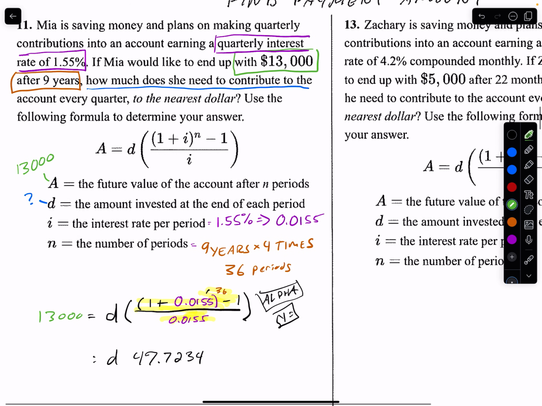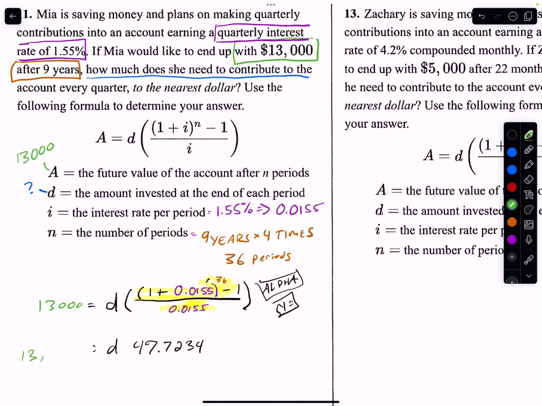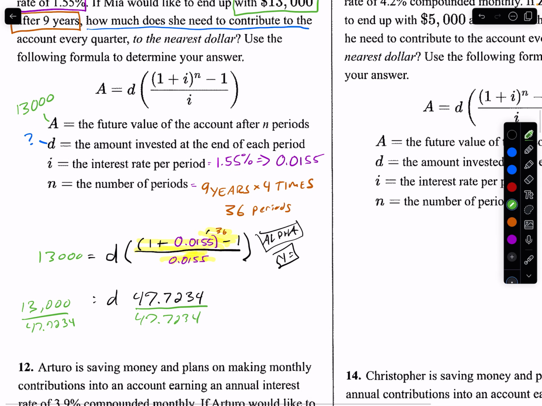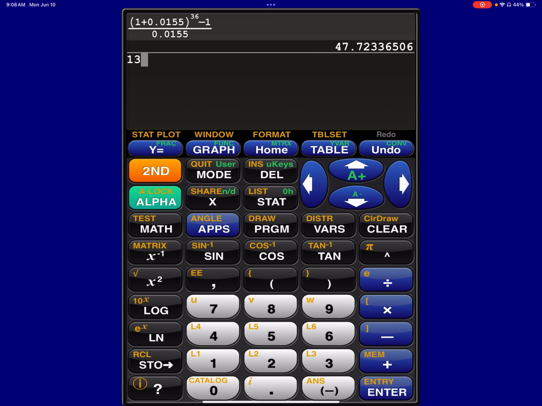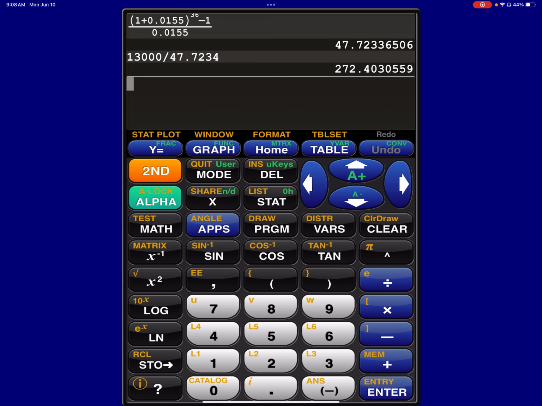And you can see over this side, we've got 13,000 right here. Then we divide that value here. So I'm going to take 13,000 and divide by 47.7234. If we do that, I've got 13,000 divided by 47.7234.